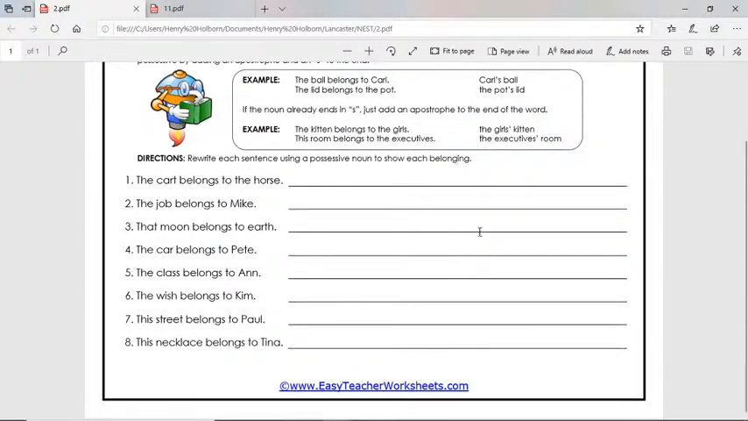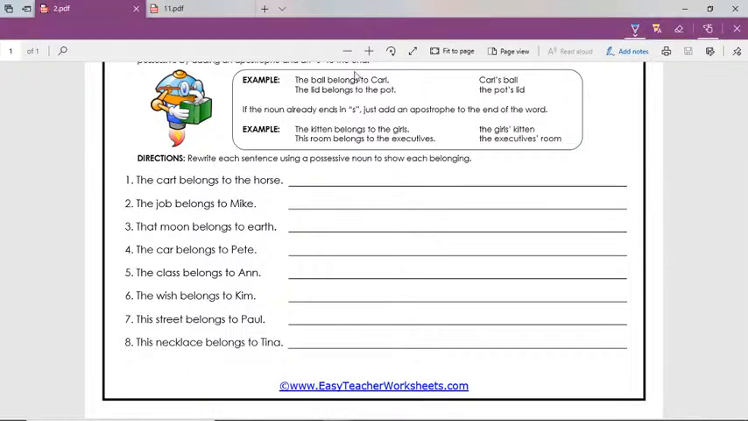Okay, so your next task is to rewrite each sentence using a possessive noun to show each belonging. Question 1. The cart belongs to the horse. Let's think about how we can edit that. Okay, next up, the job belongs to Mike. So Mike has got a job. How would you rephrase that?